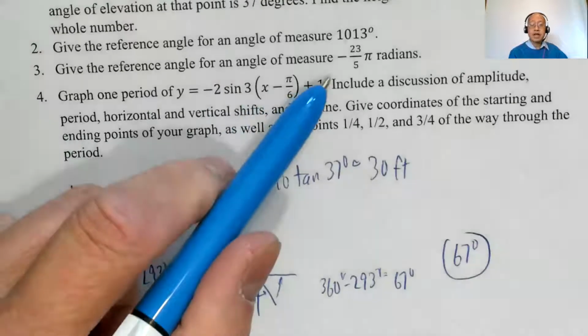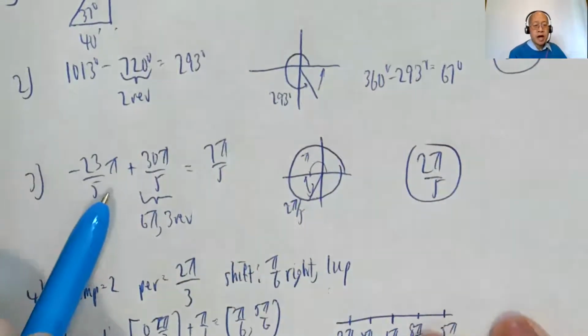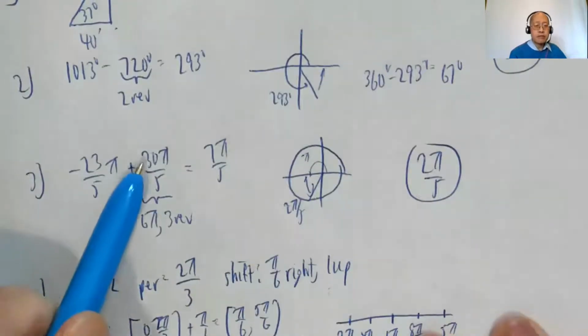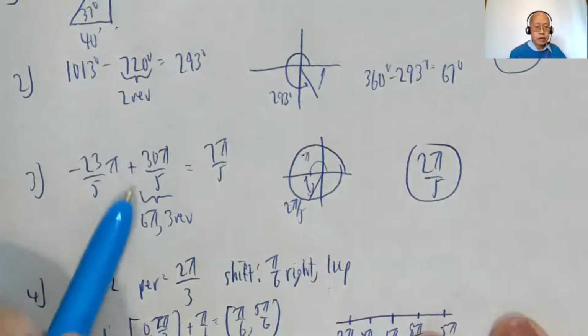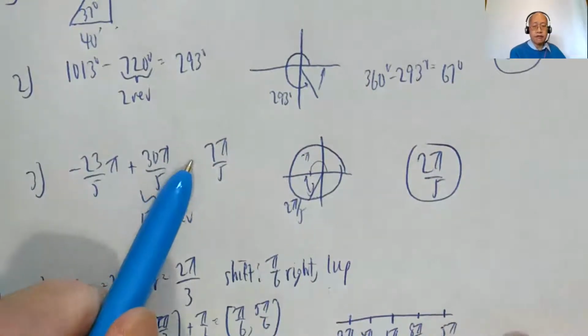Number 3, you have negative 23 pi over 5. So I added 30 pi over 5 because that's 6 pi. That's 3 revolutions forward. So that'll be coterminal with 7 pi over 5.